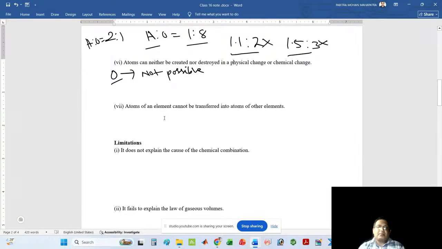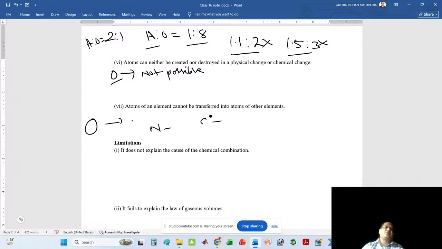Next, atoms of an element cannot be transformed into atoms of another element. If you think about the oxygen atom, according to Dalton's atomic theory, an oxygen atom always remains an oxygen atom. It cannot be transformed into a nitrogen atom. It cannot be transformed into a carbon atom.